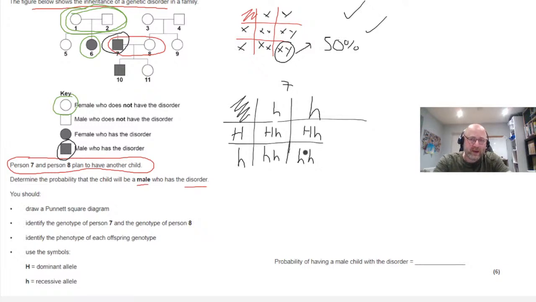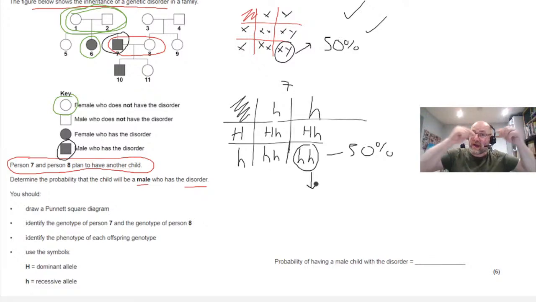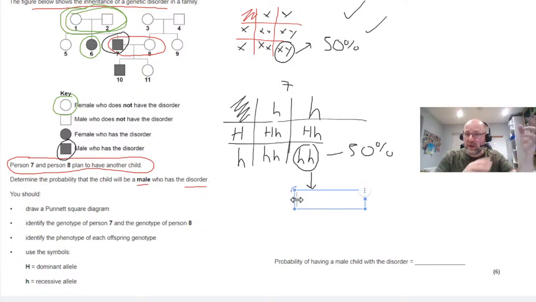And now what we're doing, there's a 50% chance, right? These have got the disease. We decided it was recessive because we had two parents without the disease who had a child with the disease. So they were carriers. They must have been carrying the recessive allele, if you were wondering. Number 1 and 2 we looked at to find out what it was, and we looked at their children.